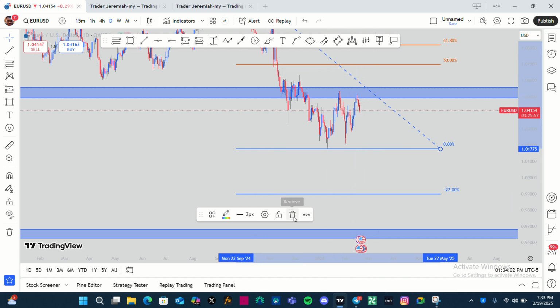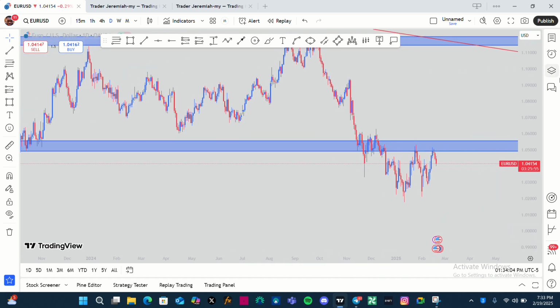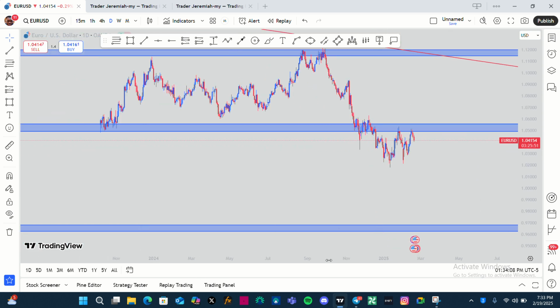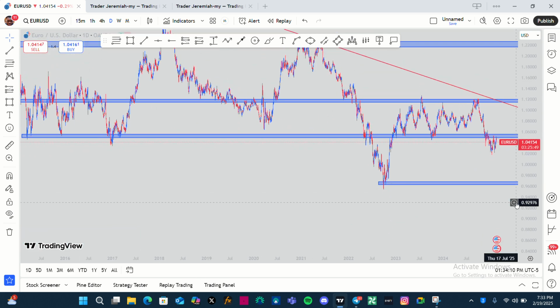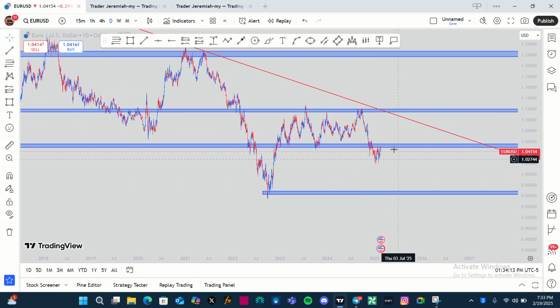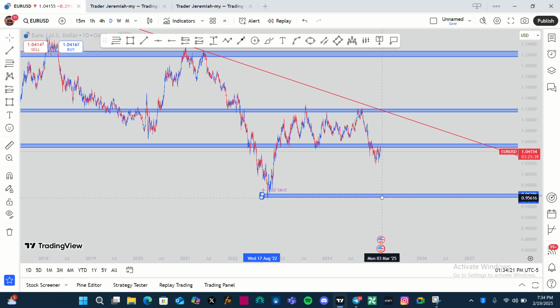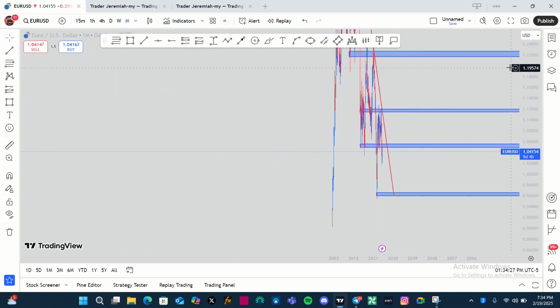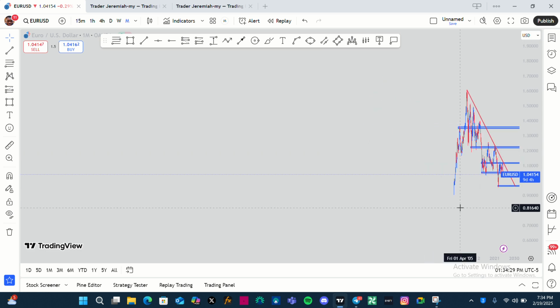So after mapping out the key levels, we will also look at the chart, what price is doing, what the market is doing. If price wants to fall from this level, the next level target is going to be this region. So let me recap what I've shown on this.